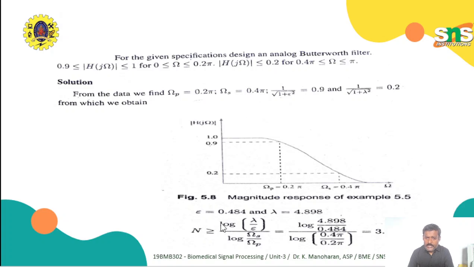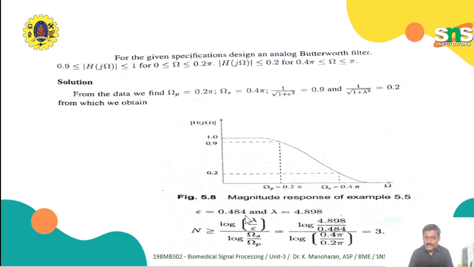So the normal formula is, we know n greater than or equal to log of lambda by epsilon divided by log of omega s by omega p. Instead of alpha p and alpha s, I am using this formula because we have this lambda and epsilon only. So by solving this, we can find epsilon, which will be equal to 0.484. And solving this expression, I can find lambda, which is equal to 4.898.